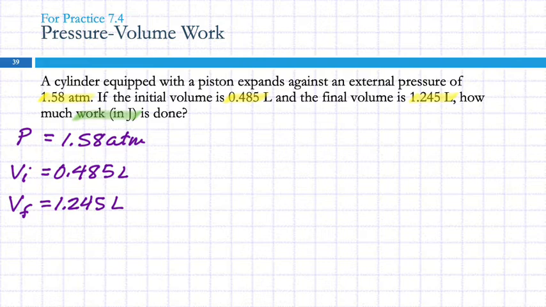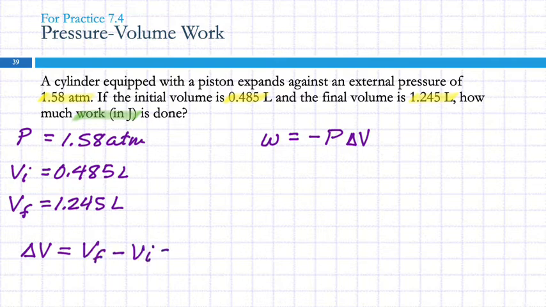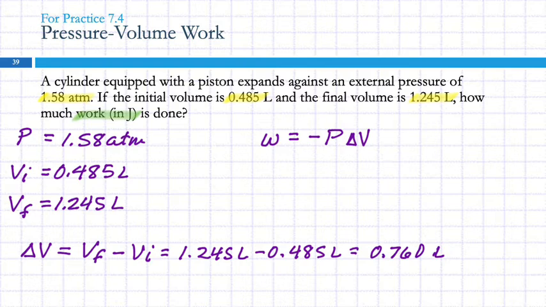The relationship here, the equation, is work is equal to negative pressure times change in volume. Delta V, the delta means what it always means, final minus initial. So delta V is V final minus V initial: 1.245 liters minus 0.485 liters, which is 0.760 liters. I wrote that 0 in because both of these numbers have 3 decimal places, so my answer should have 3 decimal places. My calculator doesn't understand that, so we have to make allowances.